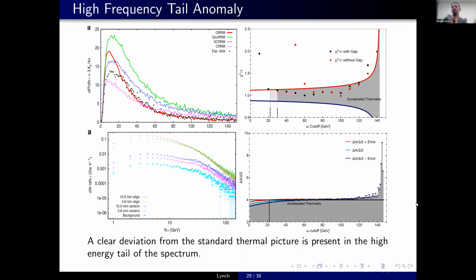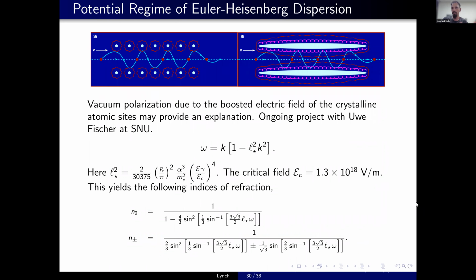So then the question is what could be the cause of this? And this is what I'm working on now with Uwe: is there some non-trivial dispersion relation that's occurring? When you have your atomic sites, you have the electric field from these atomic sites. Since you're relativistically boosted, these atomic sites get smeared, okay? And on top of that, your electric field then gets enhanced by a factor of gamma in the transverse direction that the positron moves through, okay? And so you can get some vacuum polarization due to the strong electric field that's being sensed by these positrons, okay?